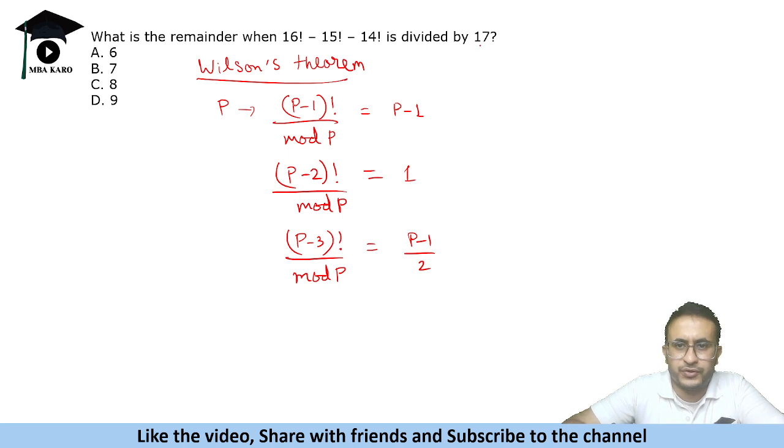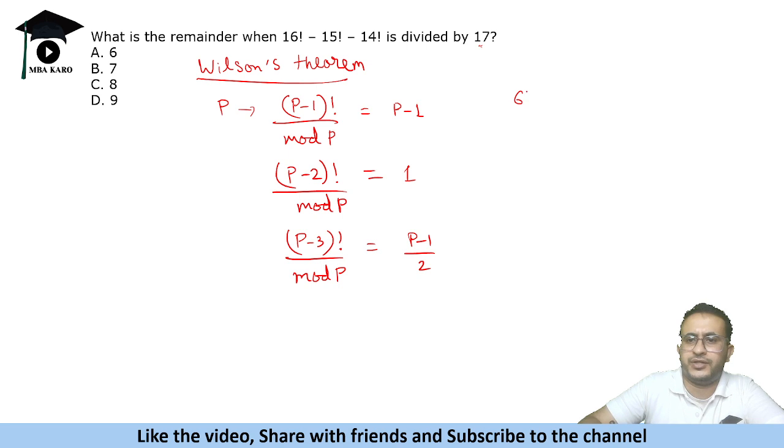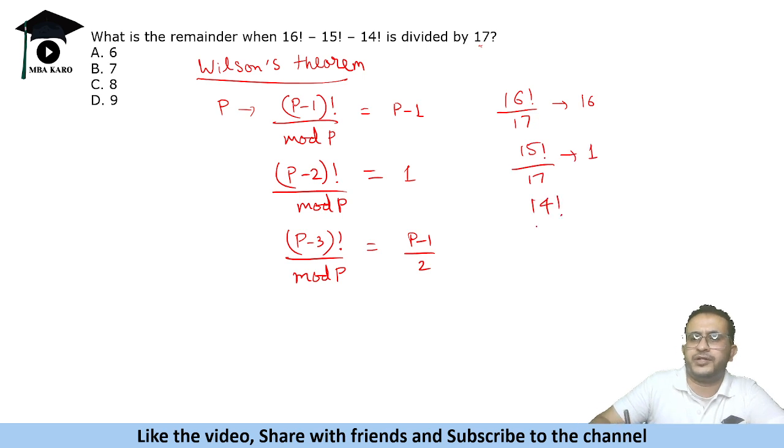Okay, so here we will put p is equal to 17. So 16 factorial divided by 17 will give the remainder as 16. 15 factorial divided by 17 will give the remainder as 1. 14 factorial divided by 17 will give the remainder as 8, half of this.